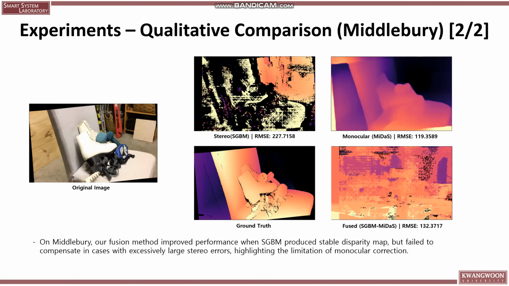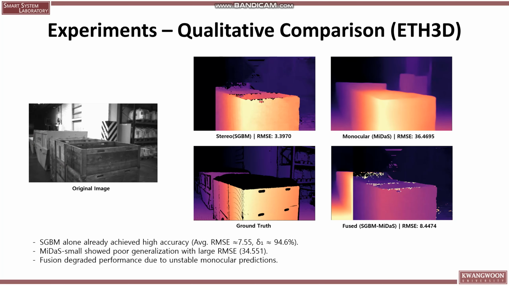However, our method has limitations. In this case, the initial SGBM error was extremely large, with an RMSE over 225. Our simple hole filling method was not sufficient to correct such a massive error, and the final fused result was still highly inaccurate. This shows that our method is dependent on the initial quality of the SGBM output.